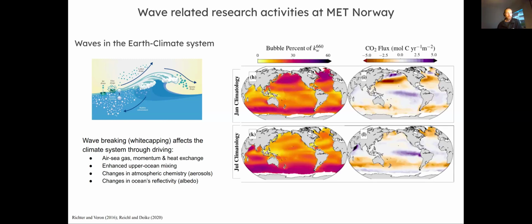And this plot on the right from Reichl and Deike, 2020, also shows the importance of bubbles created in the breaking process. We see a pretty clear correlation between regions of high bubble concentrations on the left, so these are basically regions with very high wind speeds and a lot of whitecapping, and the net air-sea CO2 flux on the right.